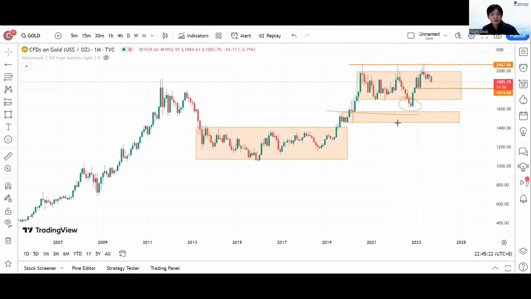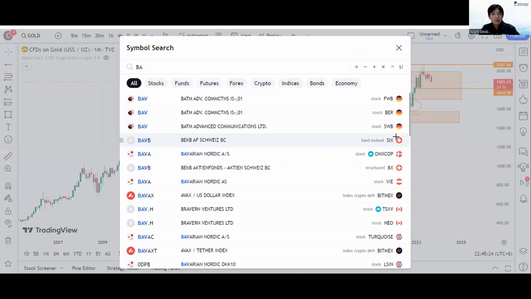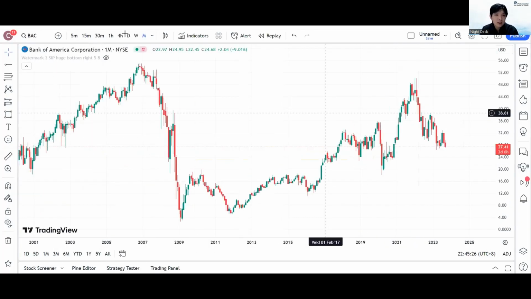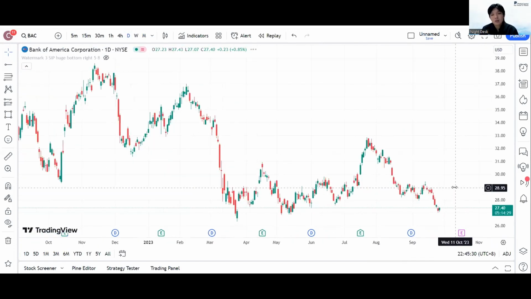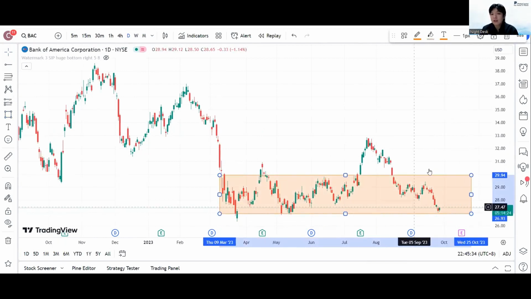Then BAC. I'll just give you BAC. What's the trend? A lot of lines, range bound. But now it's trading lower at the lower end.